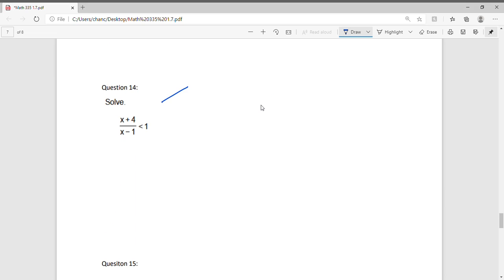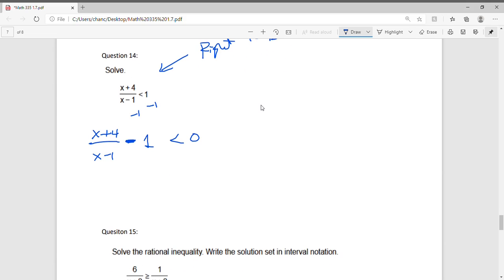Question 14, I want the right side to be 0. Because we can solve inequalities if the right side is 0, it just makes our life so much easier. So let's subtract 1 from both sides. Now we have the 0 that I want. But unfortunately we have fractions on the left side. So let's rewrite 1 as x minus 1 over x minus 1.